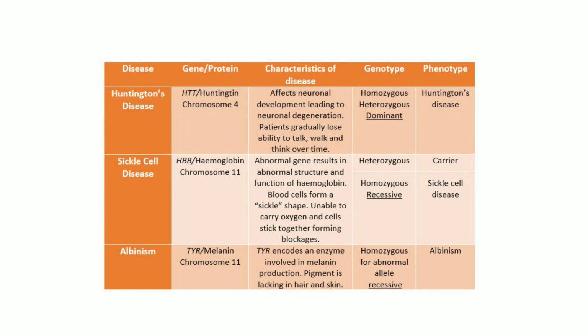Albinism, which is caused by the gene TYR, which encodes melanin and is also found on chromosome 11. The TYR gene encodes an enzyme involved in melanin production. This results in loss of pigment in hair and skin. The gene is recessive, so a person needs to be homozygous for the abnormal allele.